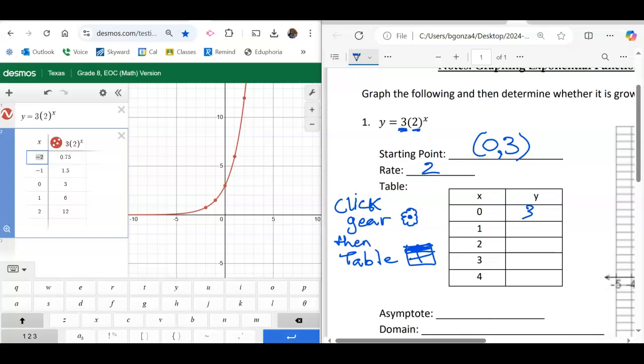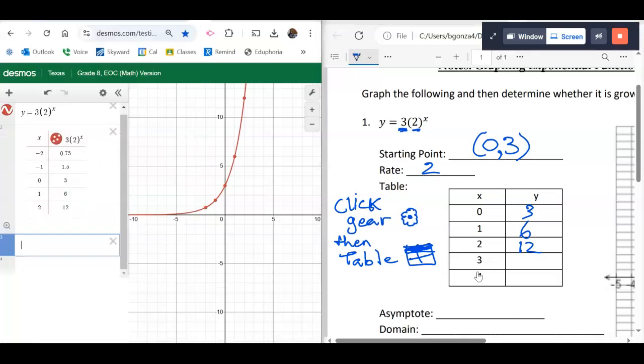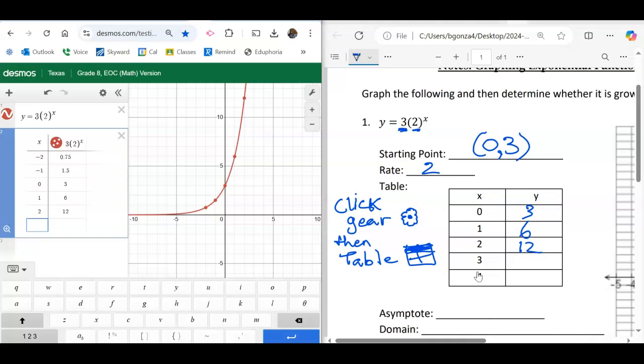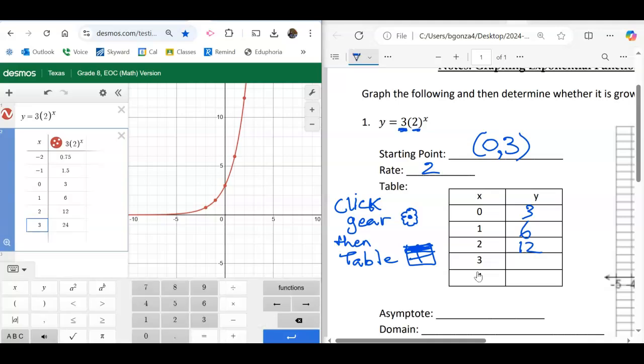So here's the difference though. My table on the worksheet starts at 0, but on the graph it starts at -2. Well, ignore that and just look right here next to 0. Next to 0 is 3. Next to 1 is 6. Next to 2 is 12. And then how do I get 3 and 4? Well, if you click right here, you can add 3, you can add 4, okay? So here's 3, it automatically gives you the y value. Click type 4, it'll automatically give you the y value.